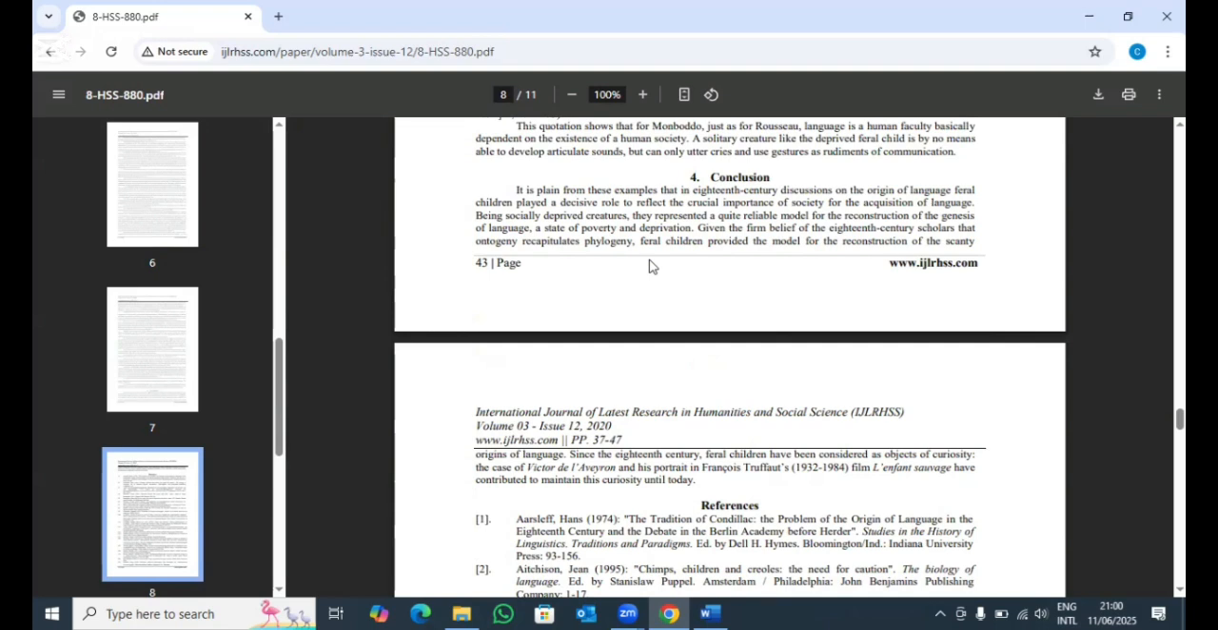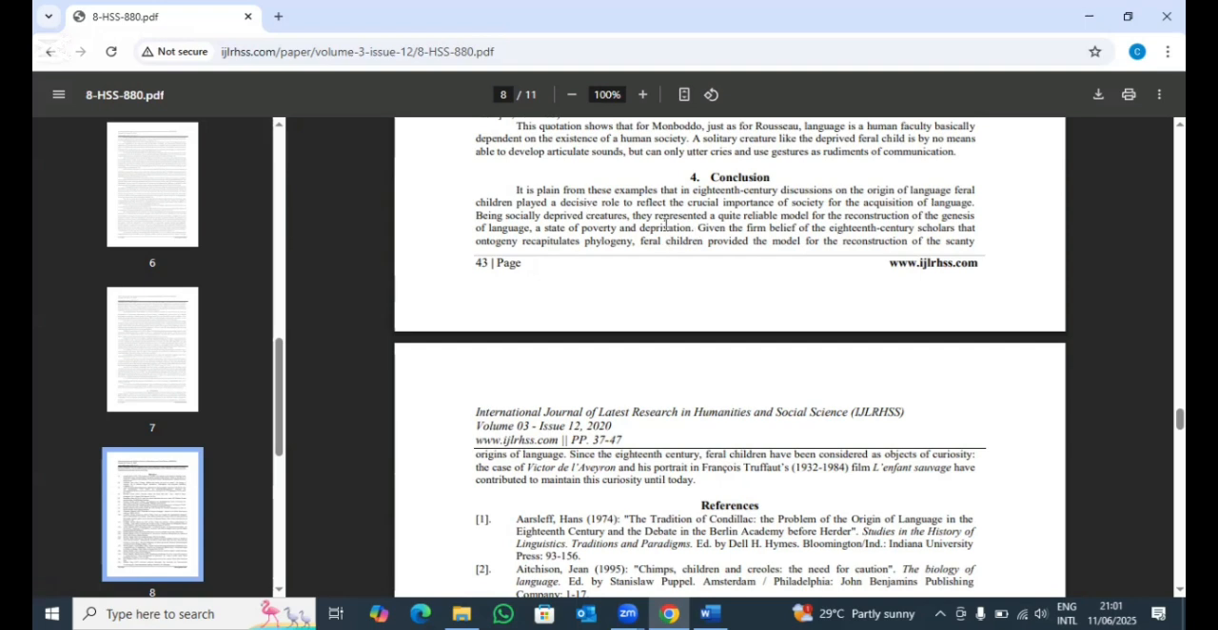So the conclusion is, it is plain from these examples that in 18th century discussions on the origins of language, feral children played a decisive role to reflect the crucial importance of society for the acquisition of language. Being socially deprived creatures, they represented a quite reliable model for the reconstruction of the genesis of language, a state of poverty and deprivation. Given the firm belief of the 18th century scholars that ontogeny recapitulates phylogeny, feral children provide the model for the reconstruction of the scanty origins of language. Since the 18th century, feral children have been considered as objects of curiosity. Okay, so practically, they stated that earlier.